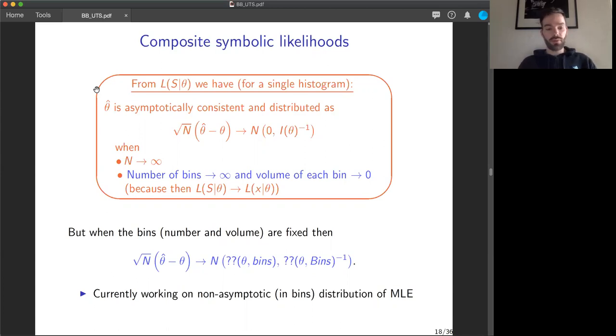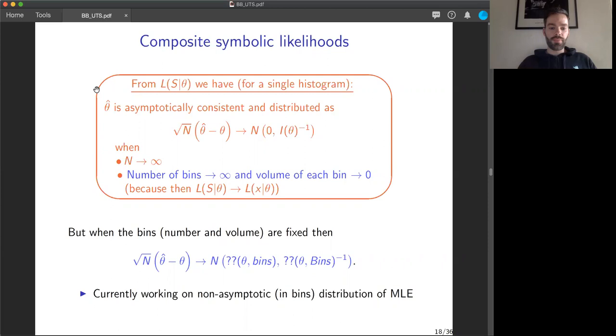But I also need, and that's relatively strong, the number of bins to go to infinity, which means that the volume of the bin is going to 0. So it's very strong here because what I'm saying is I have the property of being asymptotically consistent and normally distributed if the number of observations increases, but also if my symbol is going towards the observations themselves.